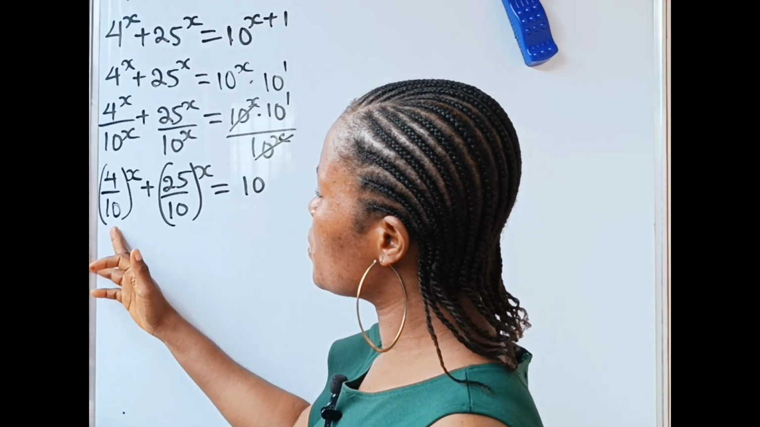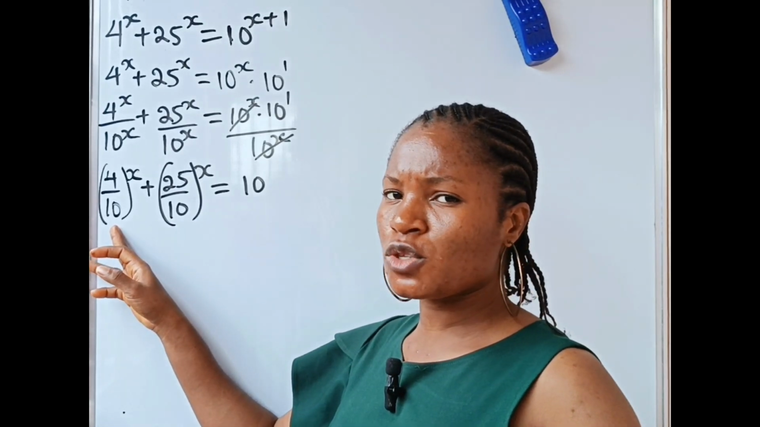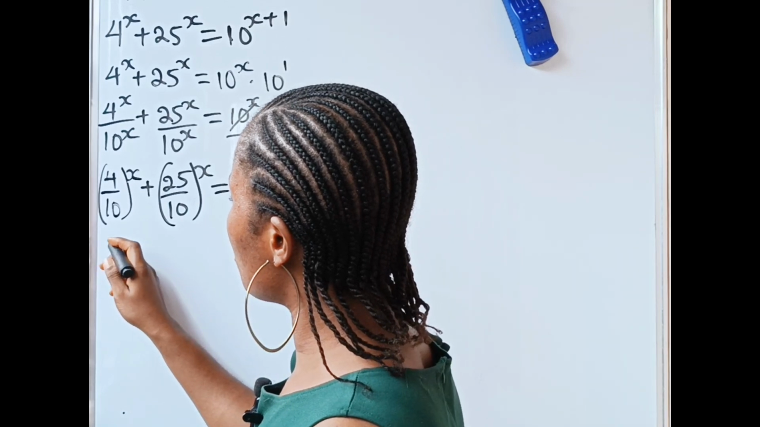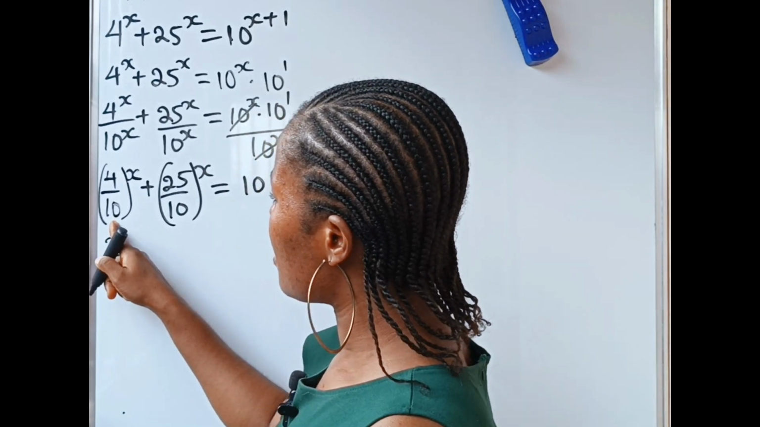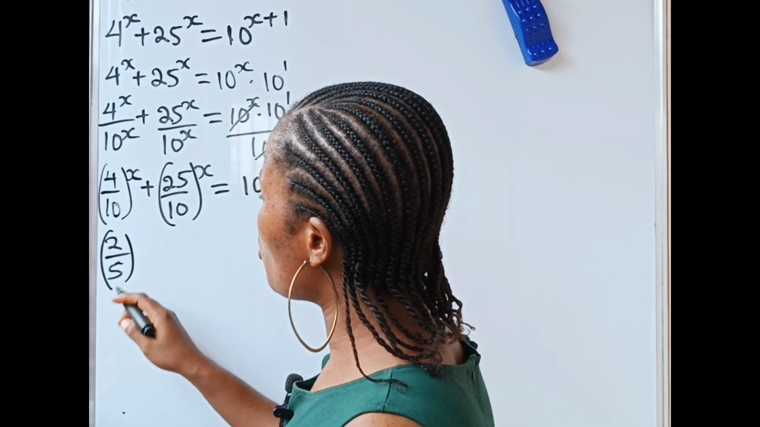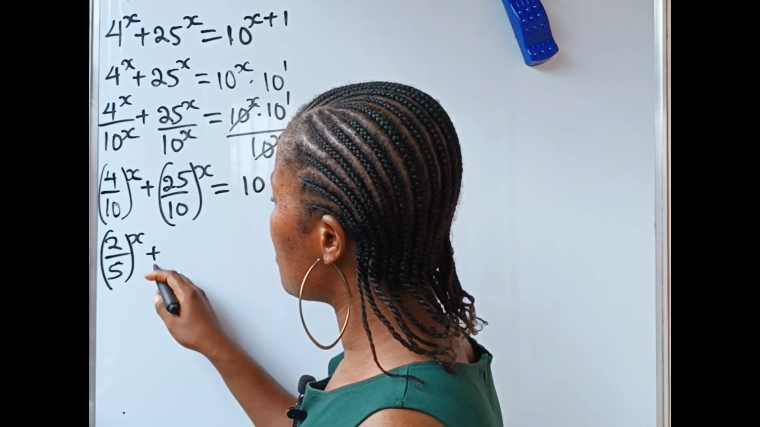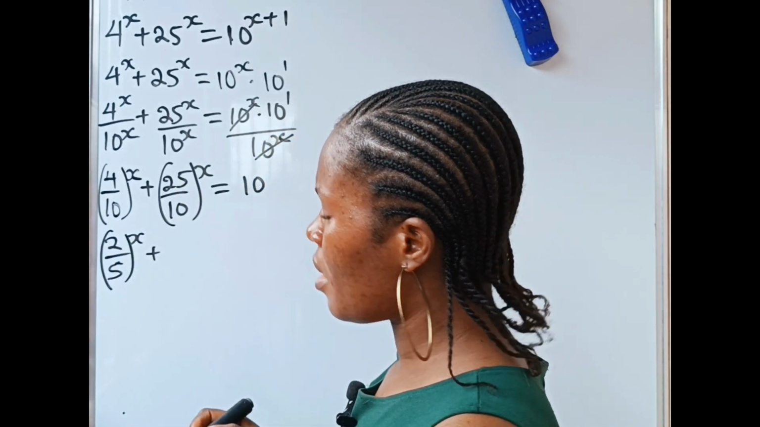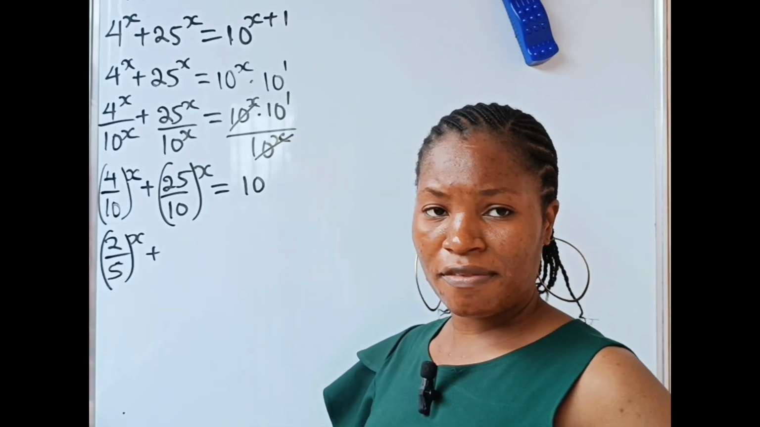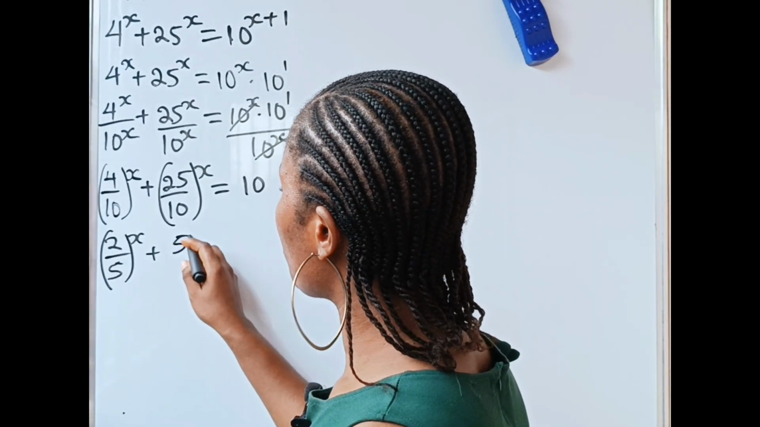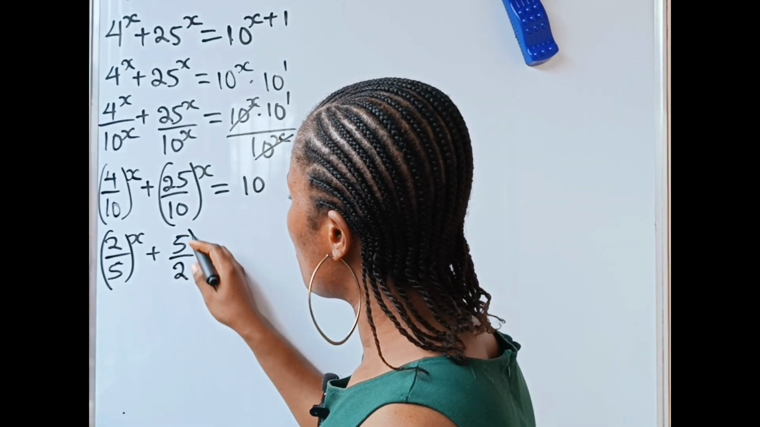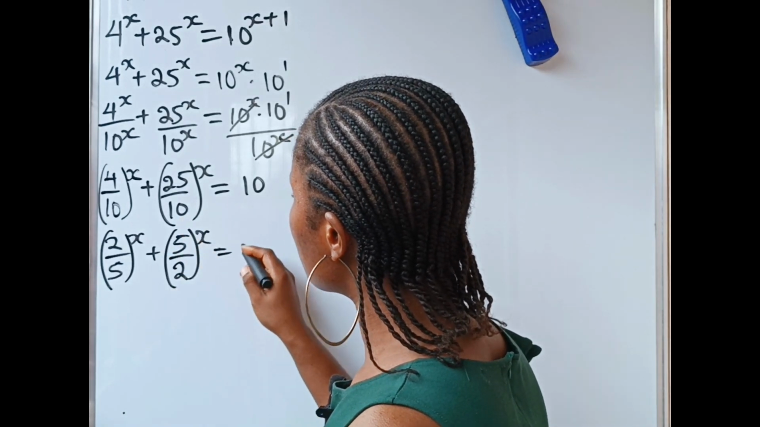Okay, now let's reduce this to its lowest term. They have 2 in common, right? Because 4 can be divided by 2 to give us 2, and 10 can be divided by 2 to give us 5. So we have 2 over 5 to the power of x plus, now here 25 can be divided by 5 to give us 5, right? And 10 can be divided by 5 to give us 2, raised to the power of x is equal to 10.